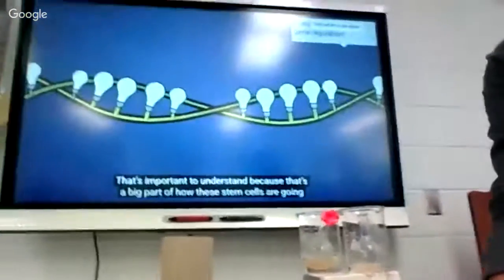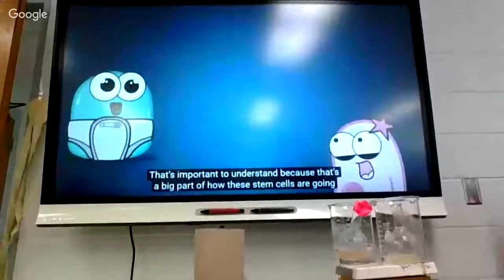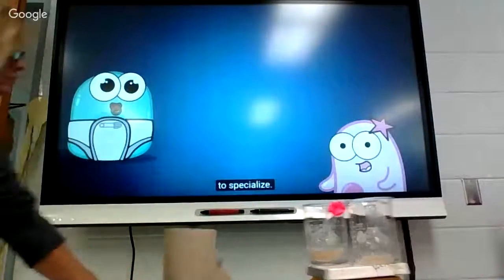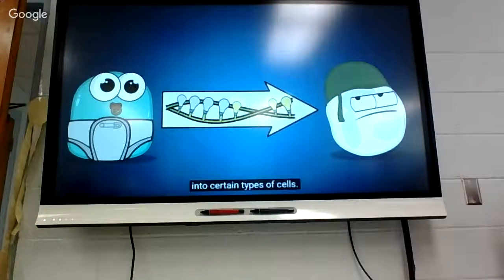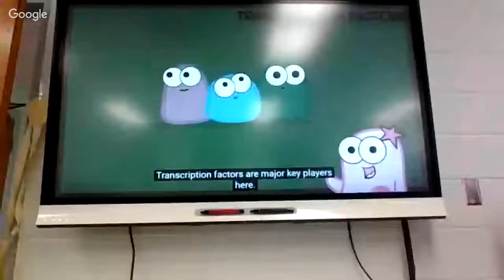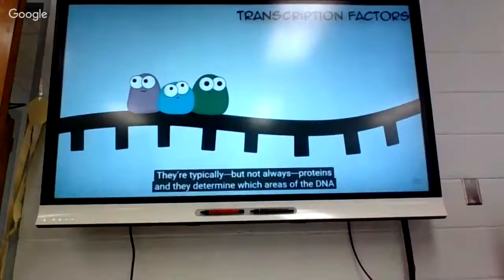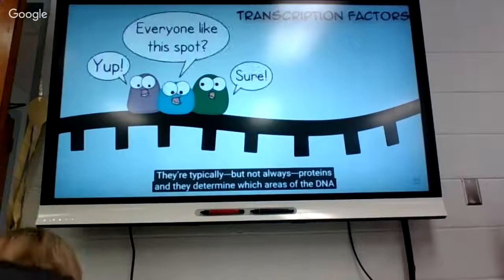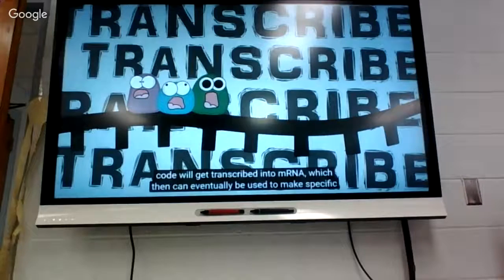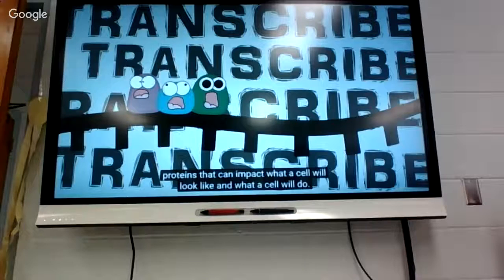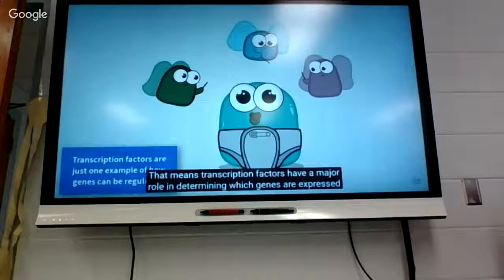turn on and off. It's important to understand because that's a big part of how these stem cells are going to specialize. Stem cells will activate certain genes in the process of differentiating into different types of cells. Transcription factors are major key players here. They're typically, but not always, proteins, and they determine which areas of the DNA code will get transcribed into mRNA. That mRNA can eventually be used to make specific proteins that can impact what a cell is going to look like and what a cell is going to do.